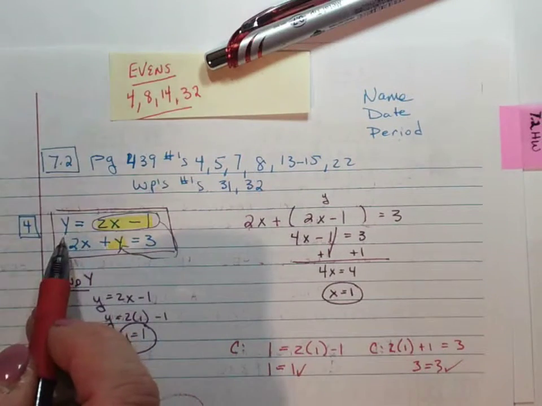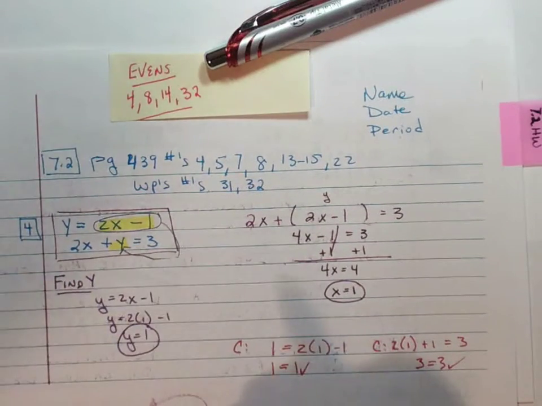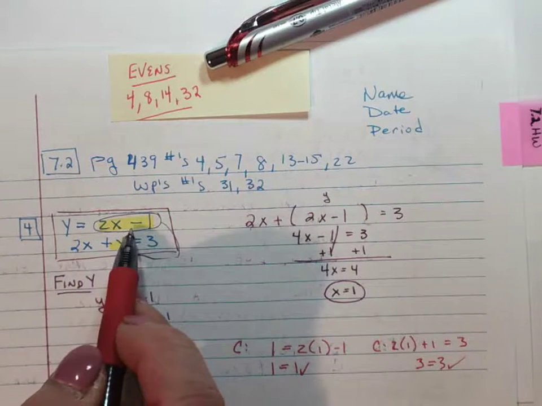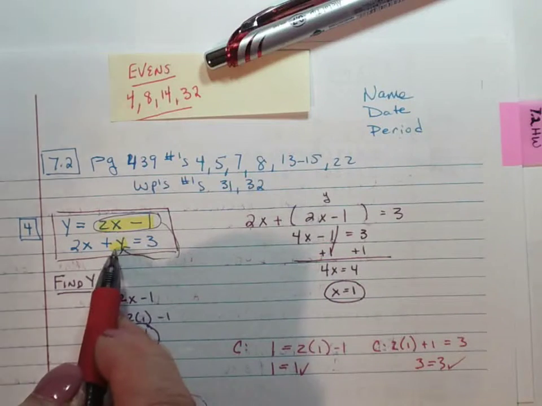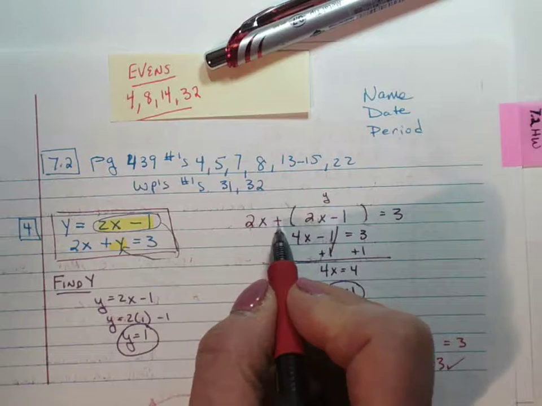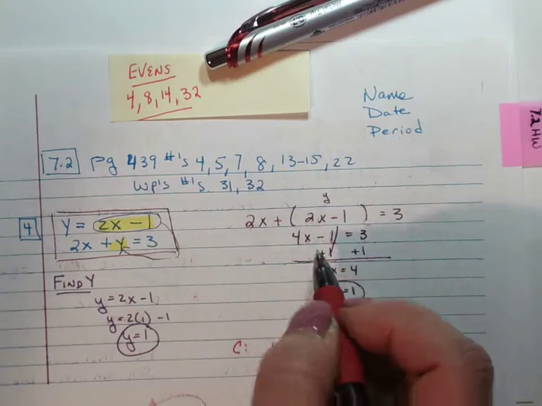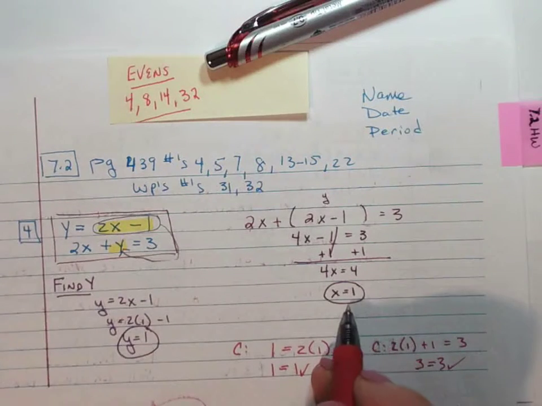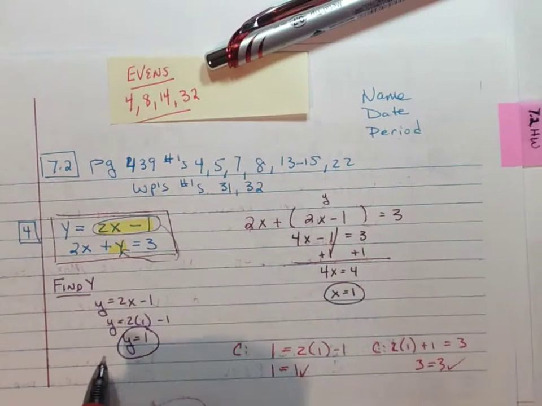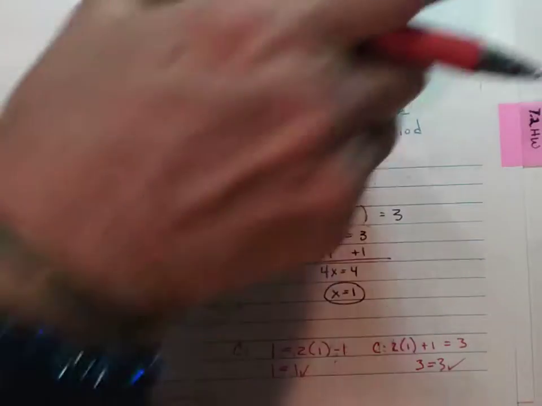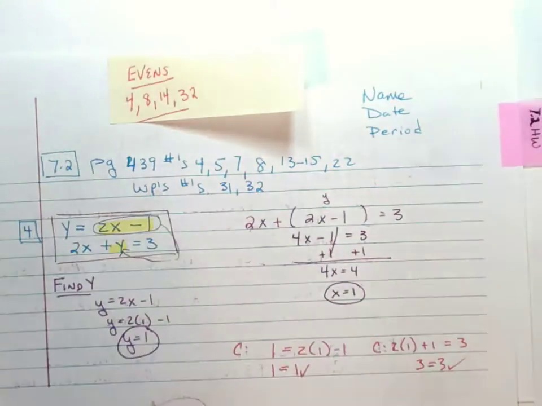So for number 4, y was already isolated. So you're simply going to take the 2x minus 1 and put it into the other equation. So you should have had 2x plus y is replaced with 2x minus 1 equals 3. You get x is 1, y is 1, and you must check both equations. So that's the answer to number 4.